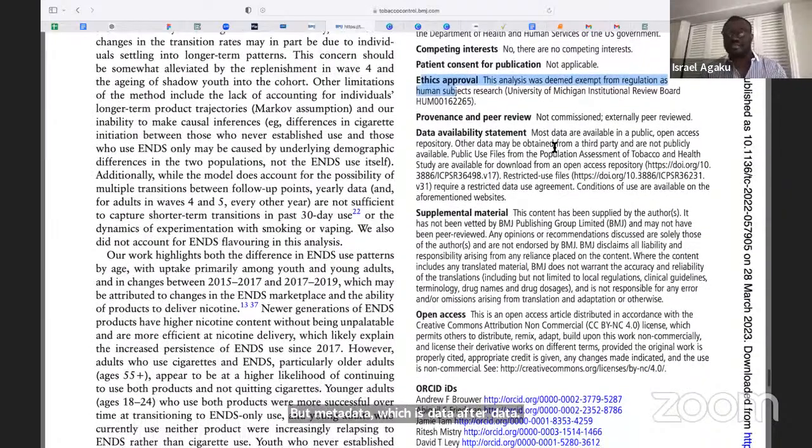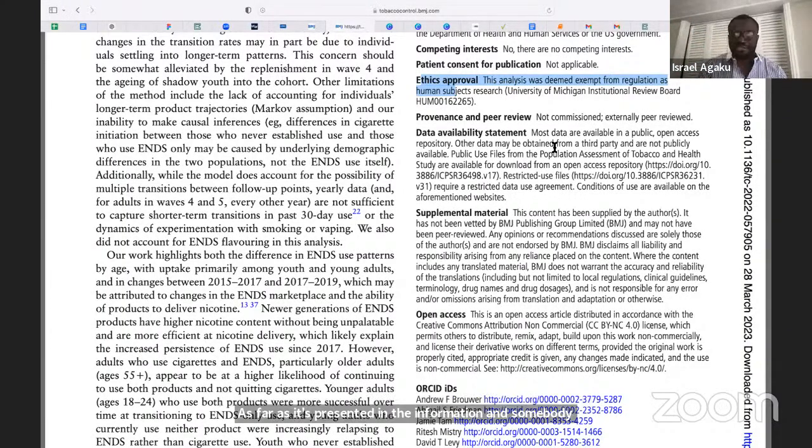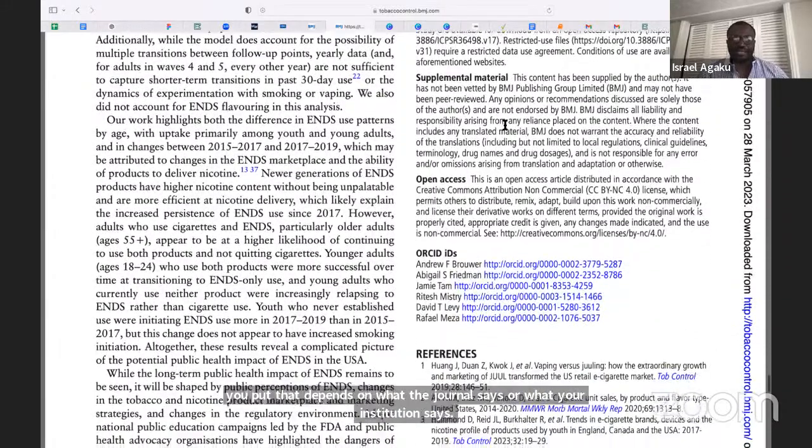So like I said, there's no rule to this. If your institution requires that you put it in the main text, well, put it in the main text. But we don't want to just make up unnecessary rules for the sake of rules. As far as it's presented in the information, the point is that somebody should be able to access it if they need the information. Wherever you put that depends on what the journal says or what your institution says. So I hope that is clear.